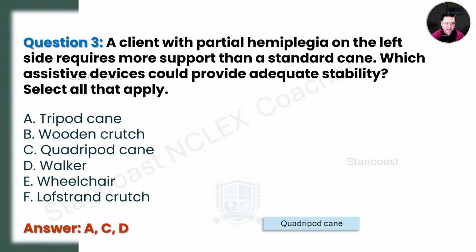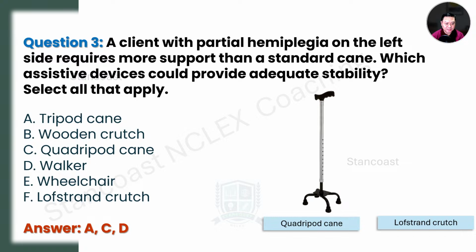So here are your quadrupod cane and your Lofstrand crutch. All right, so here you need to eliminate those options that can reduce the patient's independence. So take away letter E with the wheelchair and remove those that are intended for different support needs, such as the crutch. And you got to focus here on those devices that can properly support the patient. Wider base of support.